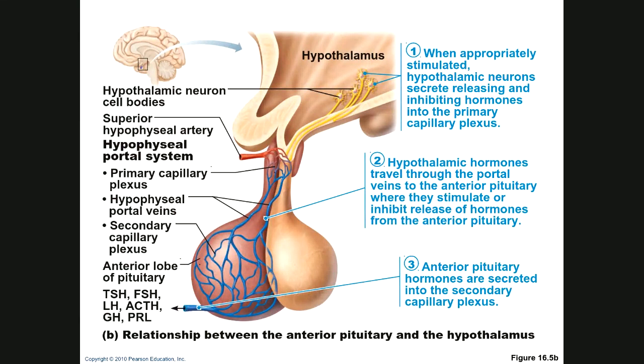Okay, the hypothalamus, when it receives this stimulus, will release releasing hormones, or perhaps an inhibiting hormone. But say it releases thyroid releasing hormone. It's going to cause the anterior pituitary to release thyroid stimulating hormone, which then causes the thyroid to produce thyroid hormone.